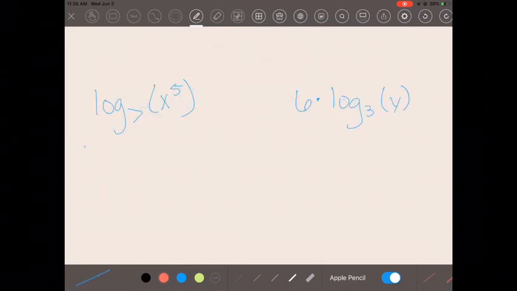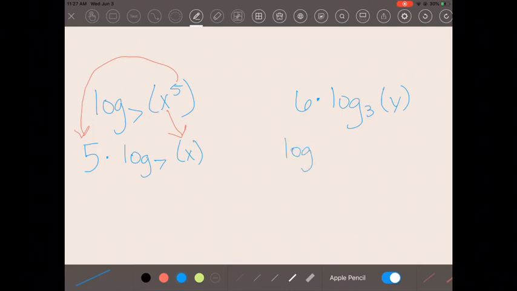Here are two more logarithms we can work. The first one is log base 7 of x to the fifth. Using the power property, we can take the exponent 5 to the front of the equation and multiply by log base 7 of x.